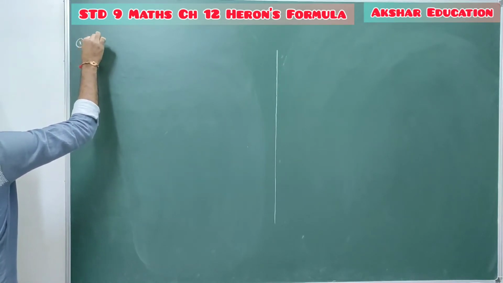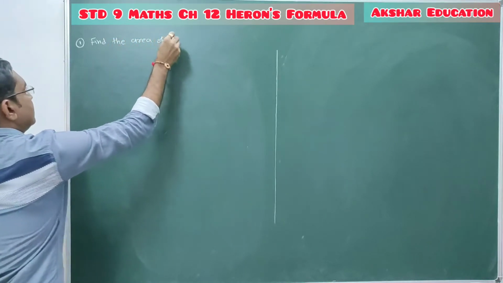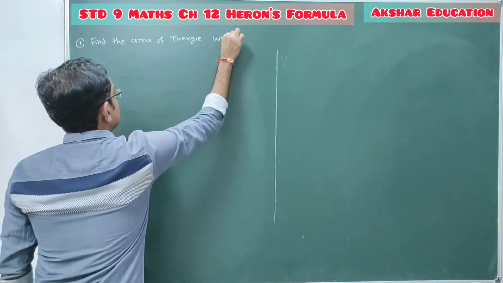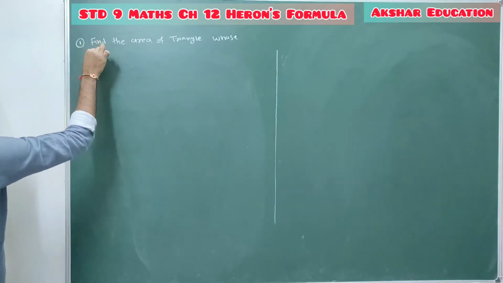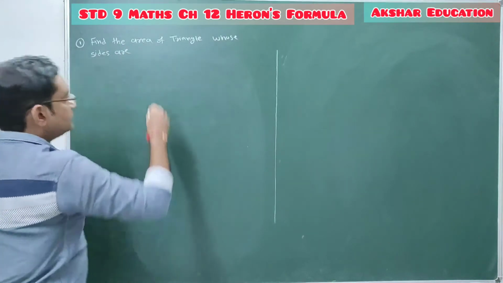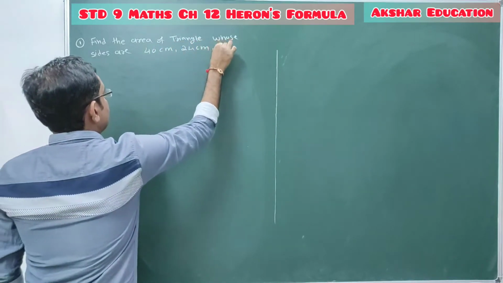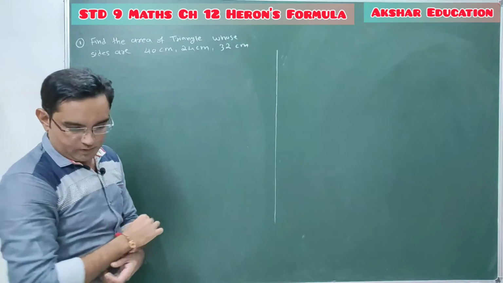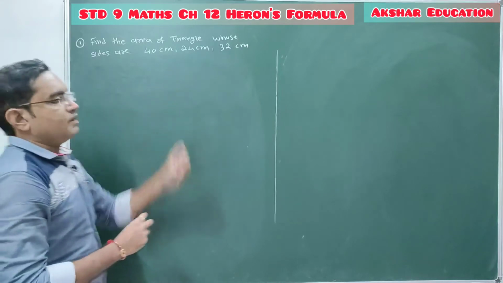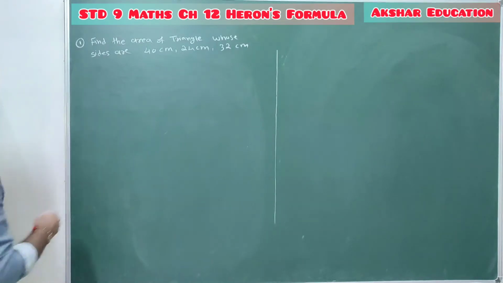Find the area of the triangle whose sides are 40 centimeter, 24 centimeter and 32 centimeters. Clear? So you have to find the area of the triangle whose sides are 40 centimeter, 24 centimeter and 32 centimeters. So three sides of the triangle are given. We have to find the area.